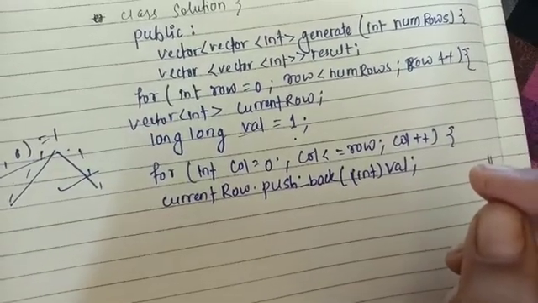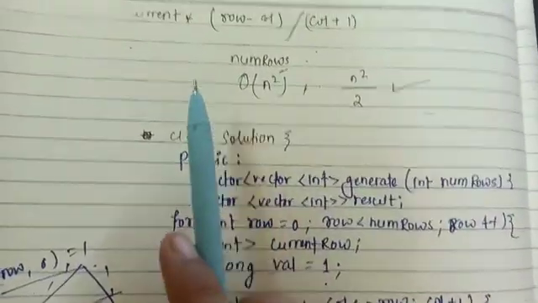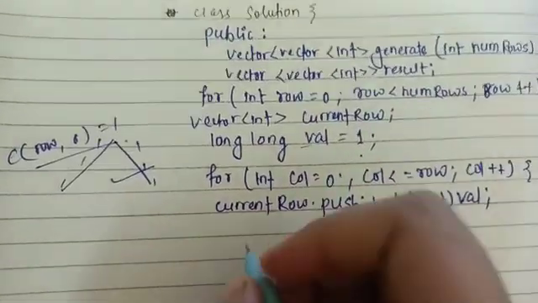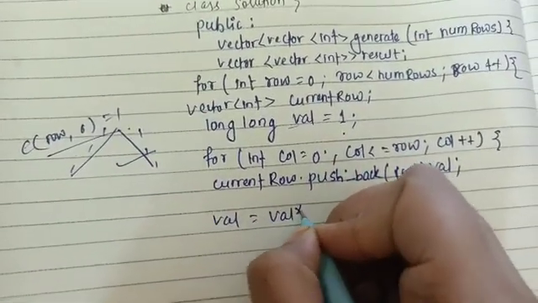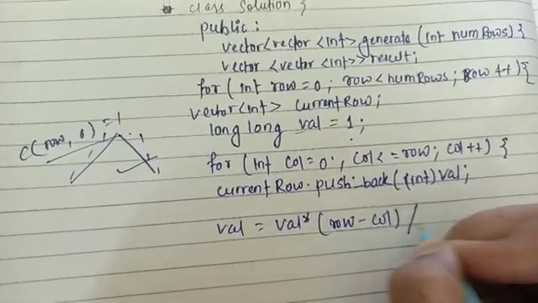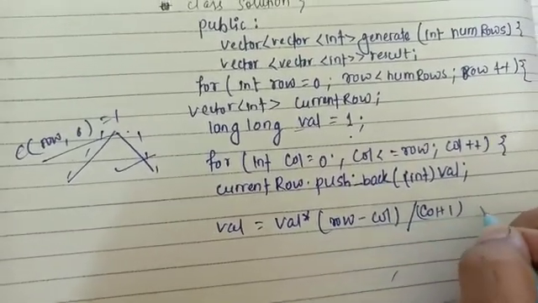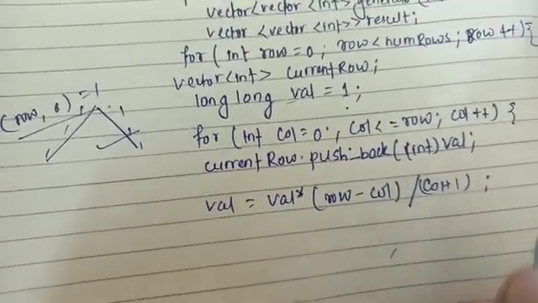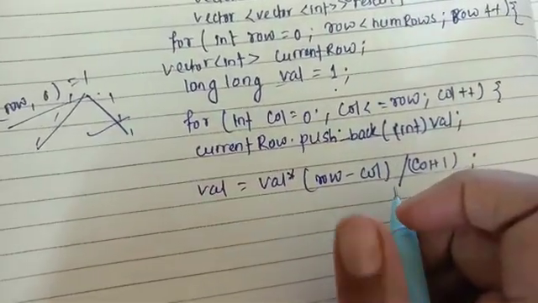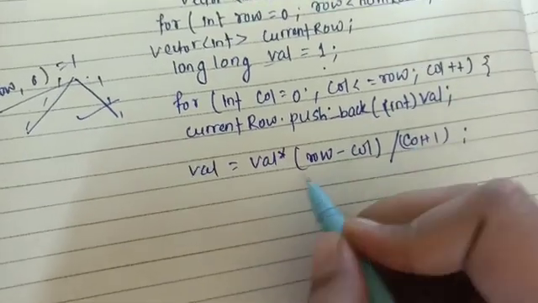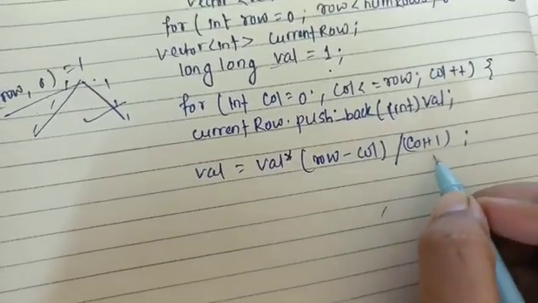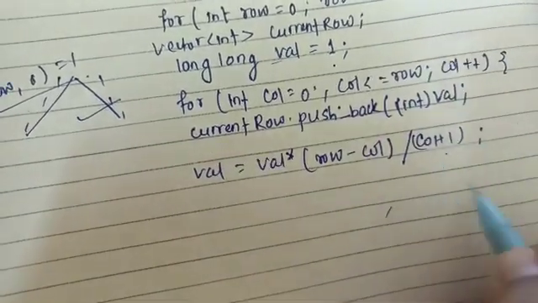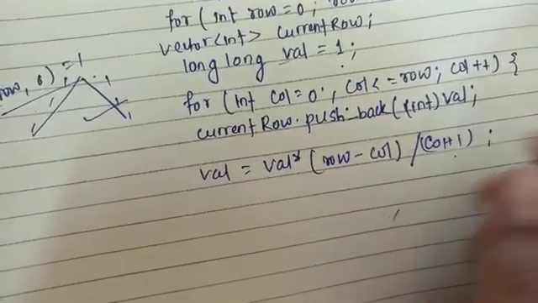As I have mentioned, this is the formula we have used for the optimal solution. Next we will write val equals val star (row minus column) divided by (column plus 1). This single line updates the value to the next binomial coefficient in the same row. What is important here is to multiply first, the value into row minus column, then divide by this. This division is exact because of the algebra we are using here, so the integer division is really safe.